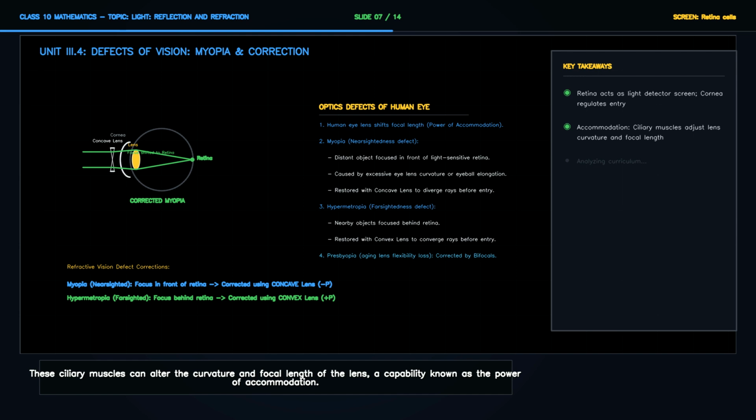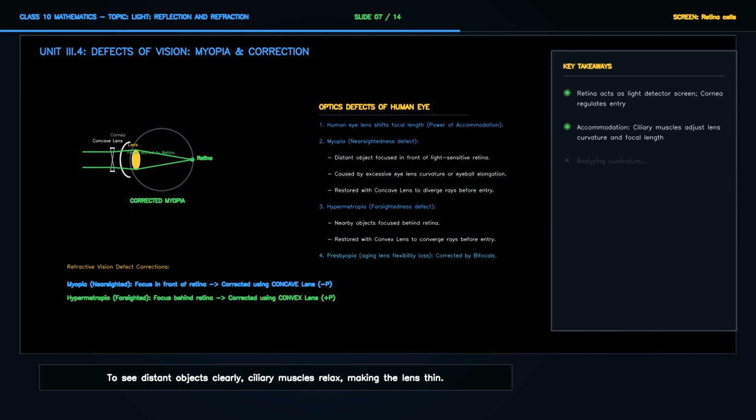These ciliary muscles can alter the curvature and focal length of the lens, a capability known as the power of accommodation. To see distant objects clearly, ciliary muscles relax, making the lens thin. To see nearby objects, ciliary muscles contract, making the lens thick and curved. The near point of a normal eye is 25 centimeters.